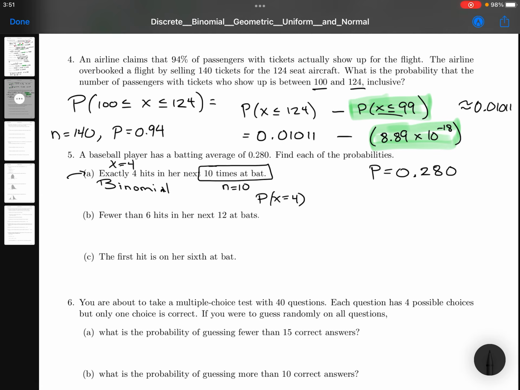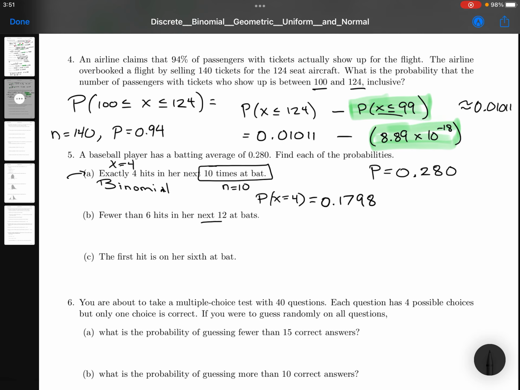I have the probability of success. Now remember, this is a binomial PDF. So I have 10 trials, 0.280 is my probability of success, 4 is my random variable, 0.1798.